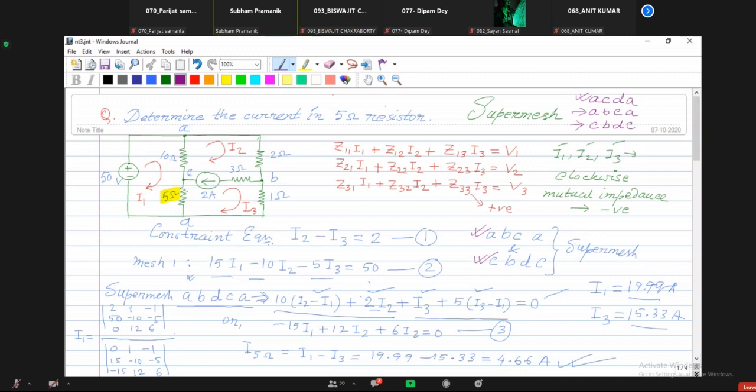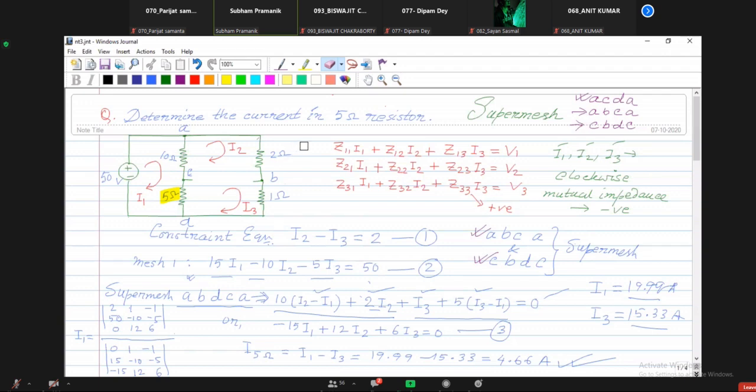So if you exclude this branch, then what we get is a super mesh. But actually that branch stays there in reality. This is just a virtual exclusion. So while forming the super mesh, you have to assume as if this branch is absent. So now what we get is a super mesh which is A, B, D, C, A. See, it has been written here: super mesh A, B, D, C, A.